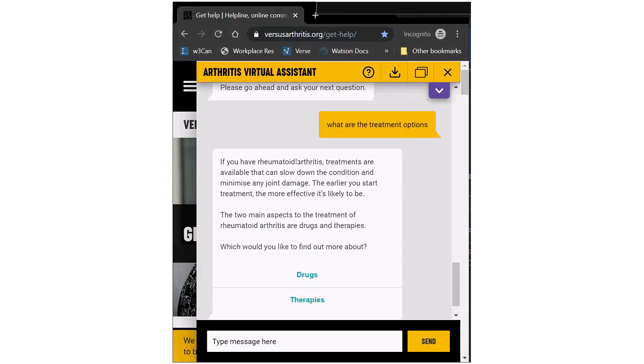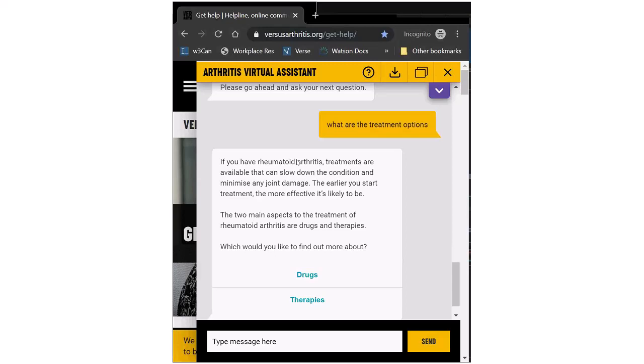So in this case, I said, what are the treatment options? And the important thing to note is we always want to design conversations that are contextual in nature, so they sound more human. In this case, I'm not asking for the treatment options for rheumatoid arthritis specifically, but it knows that is the context of the conversation and doesn't need it specified. If I hadn't earlier mentioned rheumatoid arthritis, it would do a task called disambiguation. Effectively, it's trying to understand what you want to know the treatment options for.